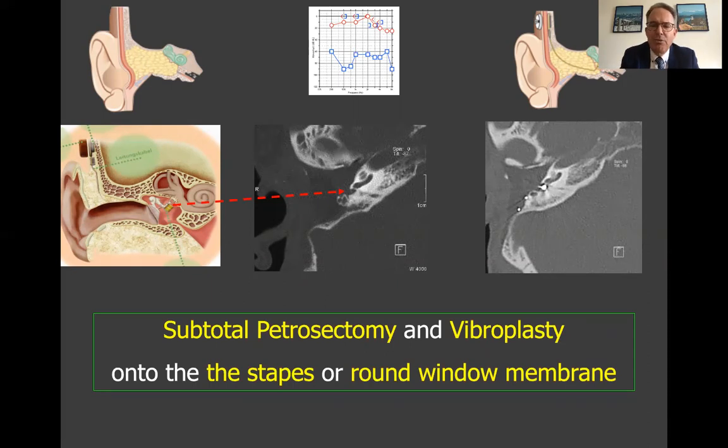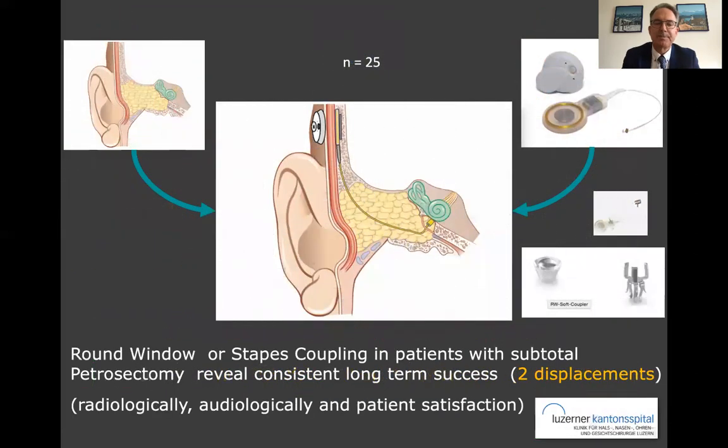Now here, a round window placement is easy because you have all the anatomy in front of you. So round window placement is perfect in cases of subtotal petrosectomies. We have looked at our 25 patients. So far, we had 2 cases of displacements, not from the stapes, but from the round window. And of course, then you lose sound quality and you lose hearing. You have to revise these patients.